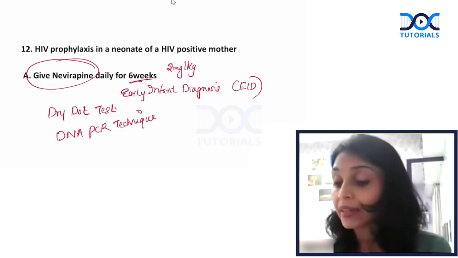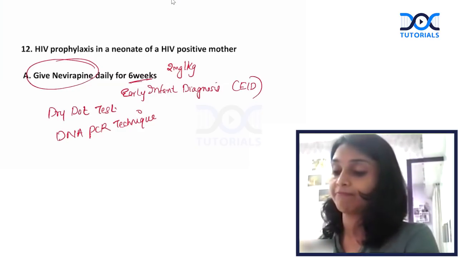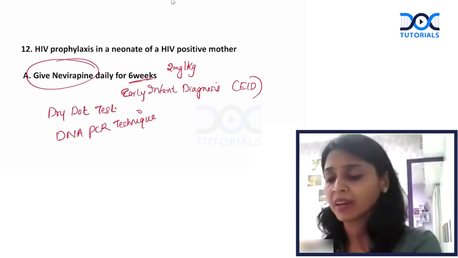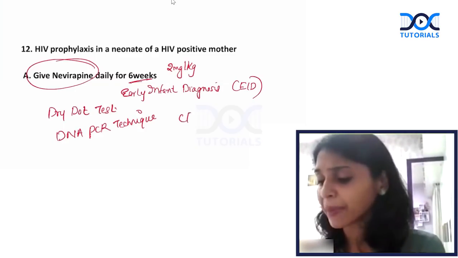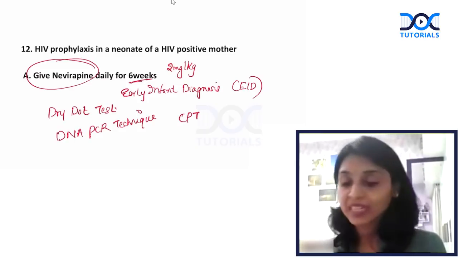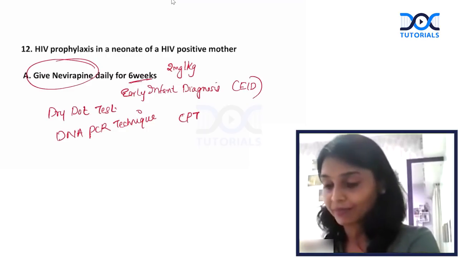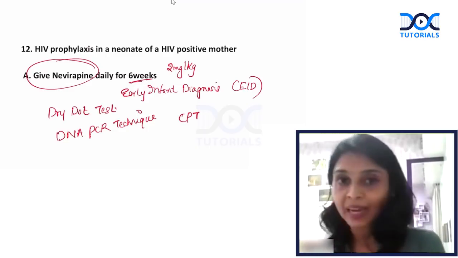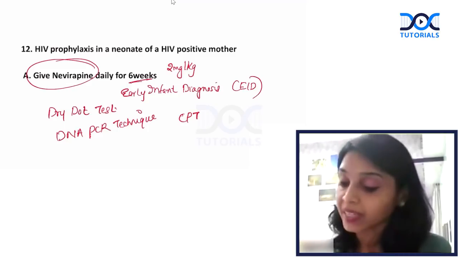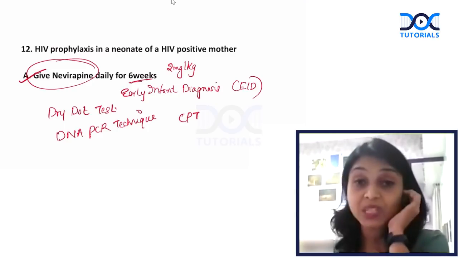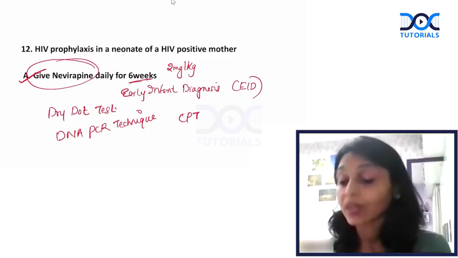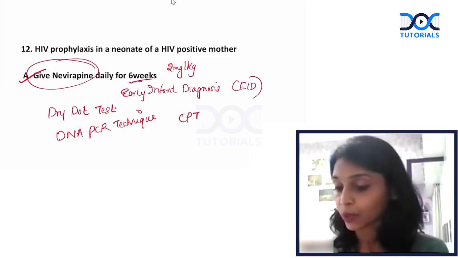Is that clear? I'm not going into the rest of the details. After 6 weeks, you can also start the child on CPT, that means cotrimoxazole prophylaxis therapy. Anyway, those details are not needed now. I have said all that in the class. So these are the MCQs that you have to remember. Here the answer was give nevirapine daily for 6 weeks. I hope you have got a lot of MCQs from this particular question.